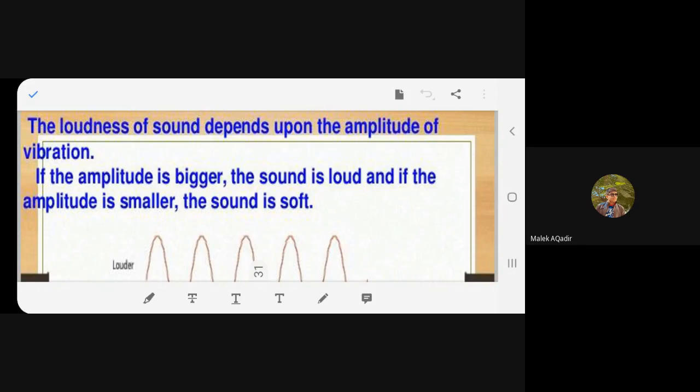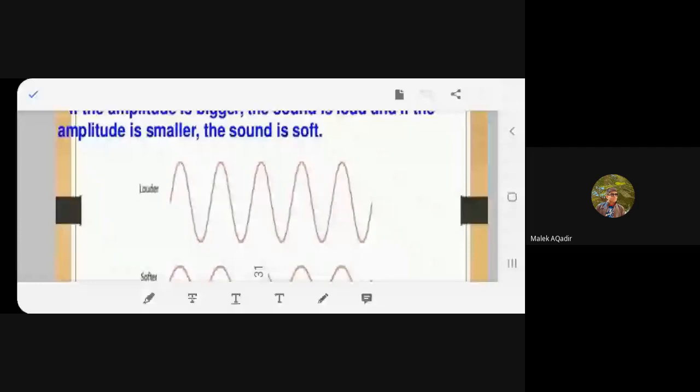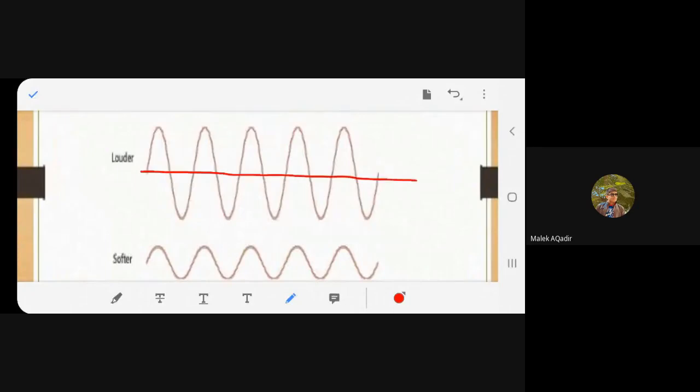The loudness of sound depends upon the amplitude of vibration. If the amplitude is bigger, the sound is loud, and if the amplitude is smaller, the sound is soft. This also we know. So what is amplitude, by the way? This is the amplitude, isn't it? What do you say?